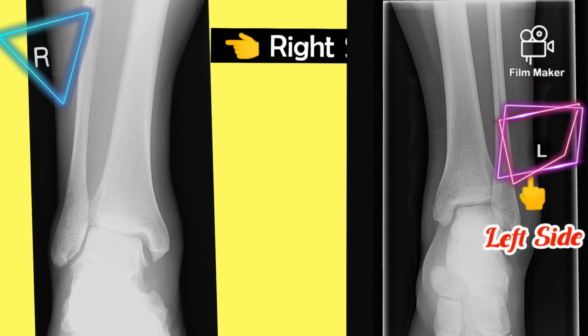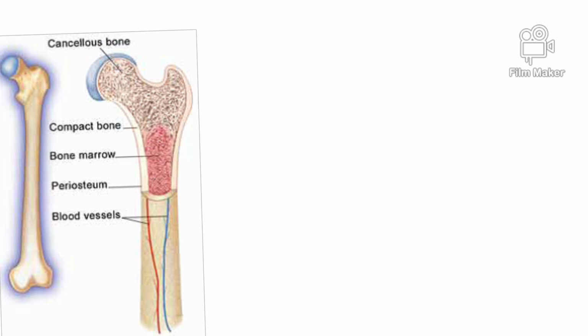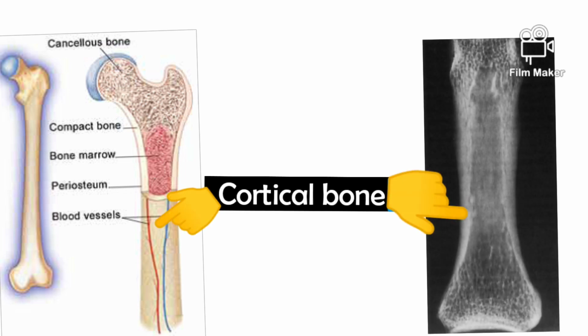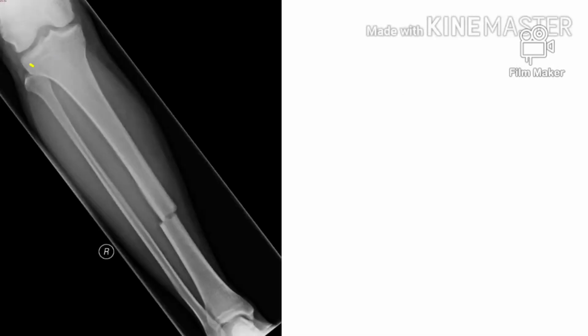And after this, we should check the outline. Basically, any bone has the outer cortical bone and inner cancellous bone. Cortical bone is a bit radio opaque, that is it looks whitish, and the cancellous bone is radiolucent, it is a bit blackish. So first we should make a border outline from top to bottom.